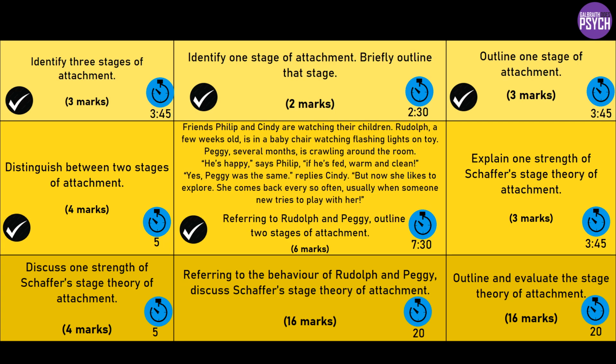Okay, explain the strength of Schaffer's stage theory. So you want to point, explain, conclude, or PEEL structure here, as always for a 3-mark evaluate question, and it is a strength. So what could we use? Maybe research support. One strength of Schaffer's stage theory of attachment is research support.